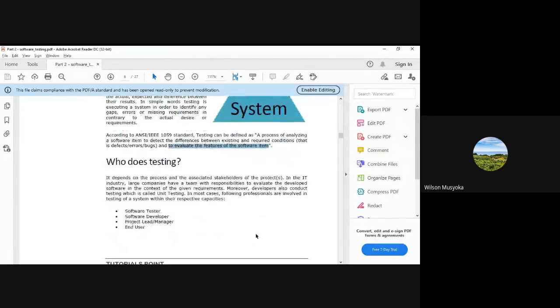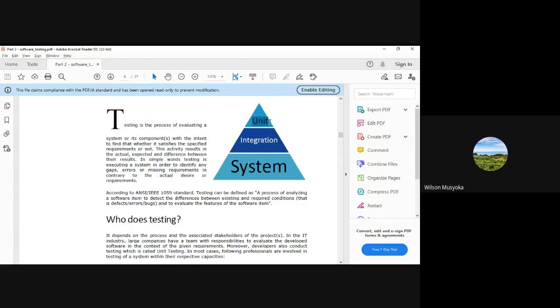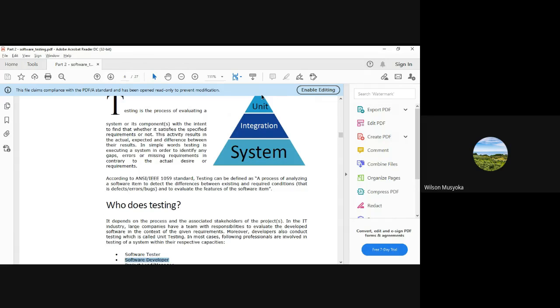So who does the software testing, or who tests this system? Number one, we normally have the software tester. We also have the software developer, the project manager, and the end user. These people involved in the testing process will be either at this level of unit testing, or at this level of integration testing, or at this level of system testing. When you are doing system testing, most likely you will be the software tester and the software developer. And when we are talking about unit testing, something we will discuss later, you're just looking at a specific component of the system and you're trying to see whether it is working as expected.